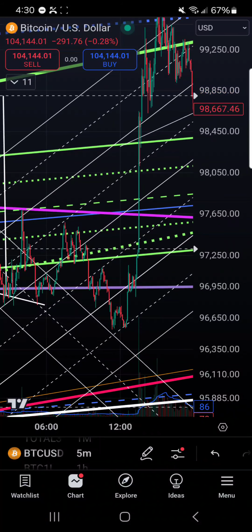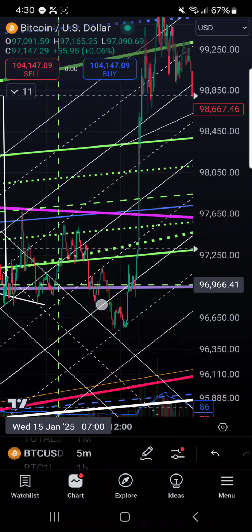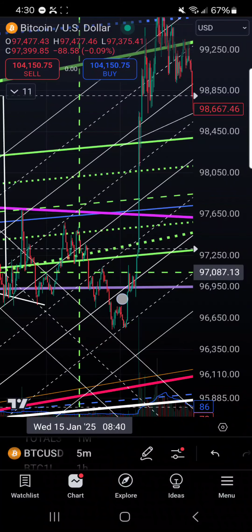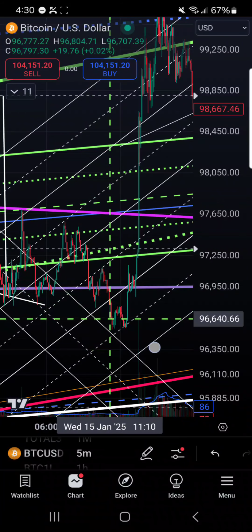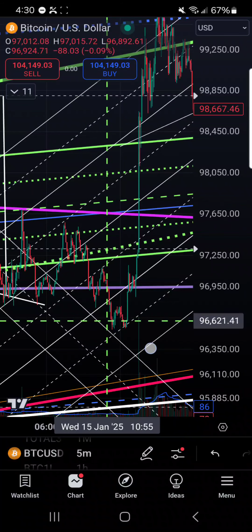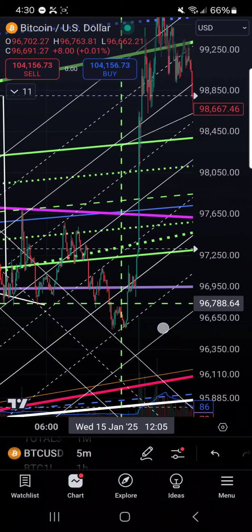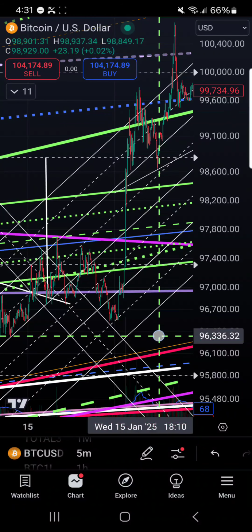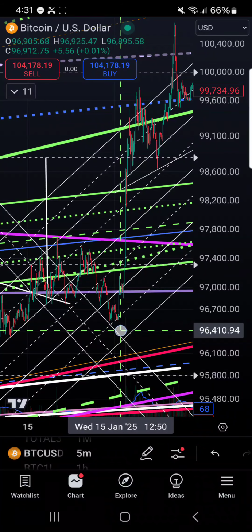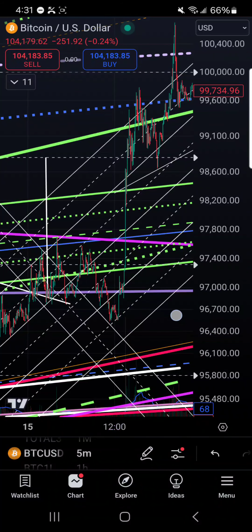Now I want to talk about something, because typically we will dump into CPI data releases and then pump out of them, but last week we got PPI before CPI. Usually it's the other way around. So I think the good CPI numbers prevented the price from dumping down like it usually does into CPI. And then the last few hours we dumped down a little bit, but then continued pumping upwards.